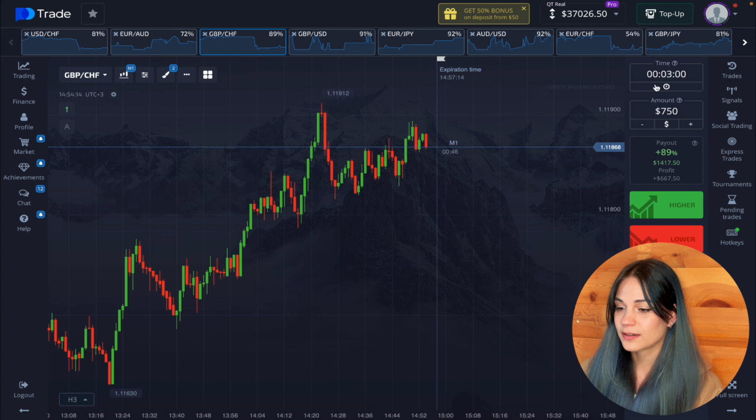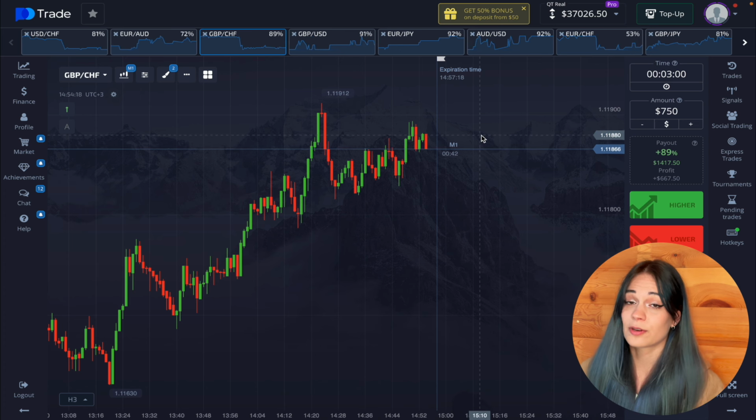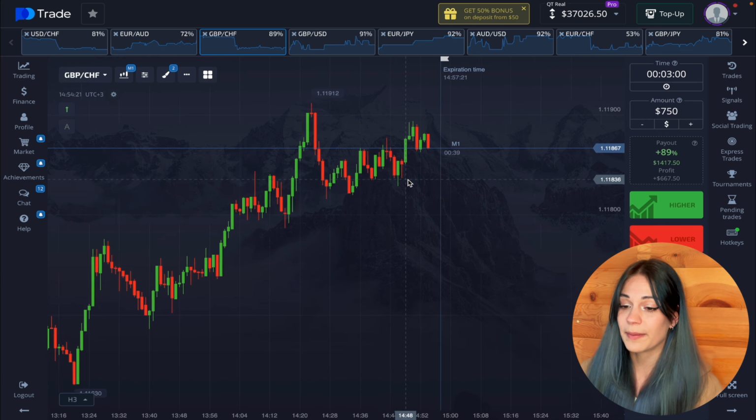And of course, at the end, let's go to Pocket Option and let's try to open a couple of deals using the support and resistance strategy in real time. So the time that I'm going to use is 3 minutes. The amount of money I'm using is $750. It's around 2% of my balance.